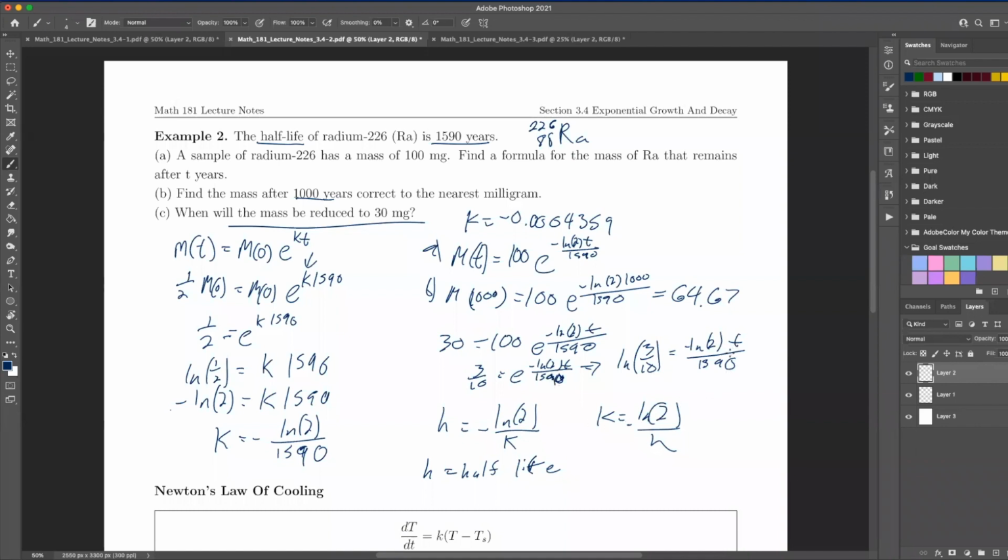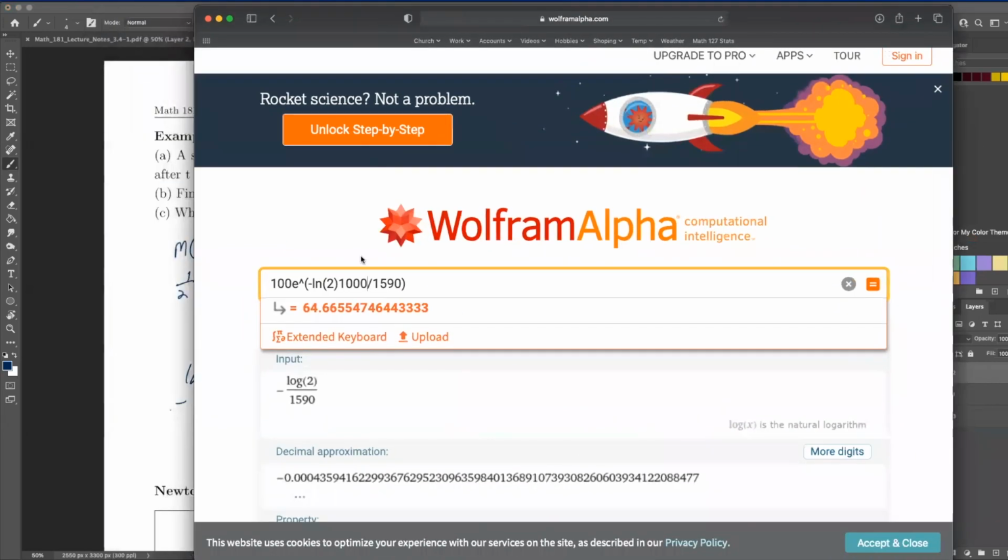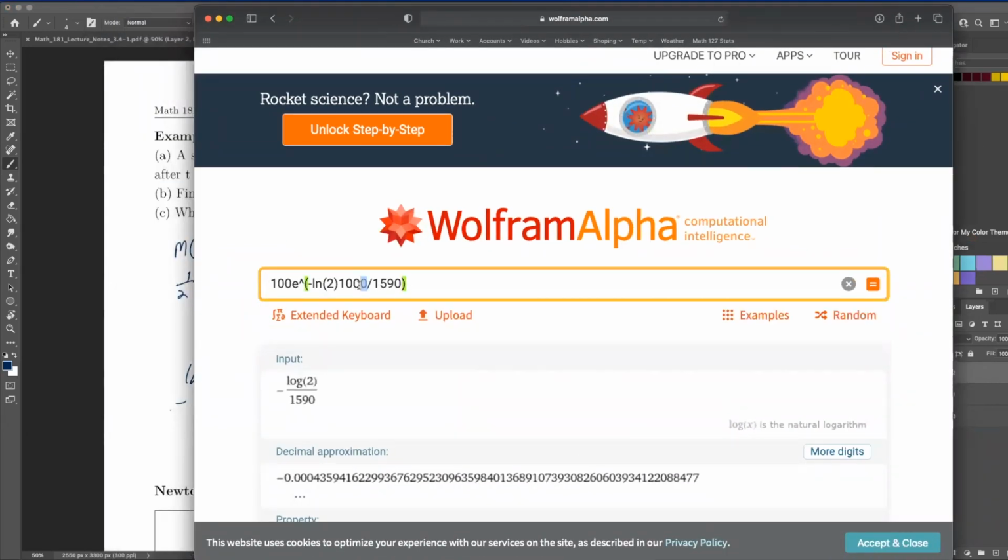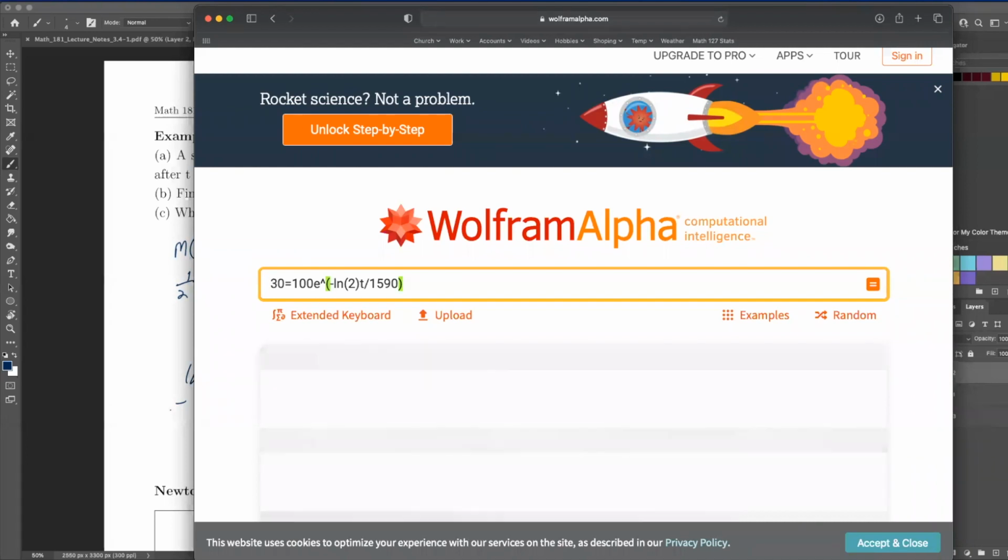Okay, and then that means t is equal to the ln of 3/10 times 1590 divided by minus ln of 2. And then we'll just crunch that through in a calculator. Or another way of doing this in a calculator, we just have it solve it for you. This is another perfectly fine way of doing it. So that should give you the same.